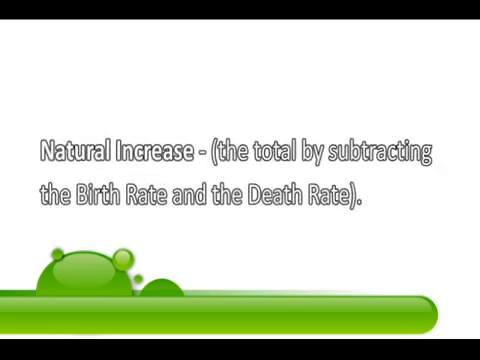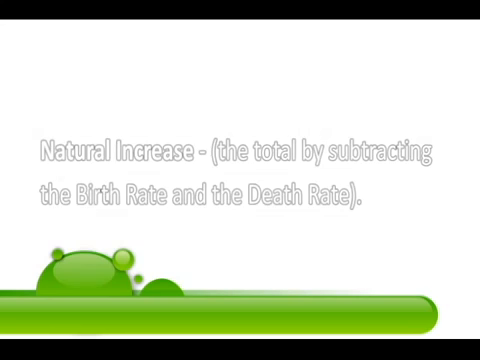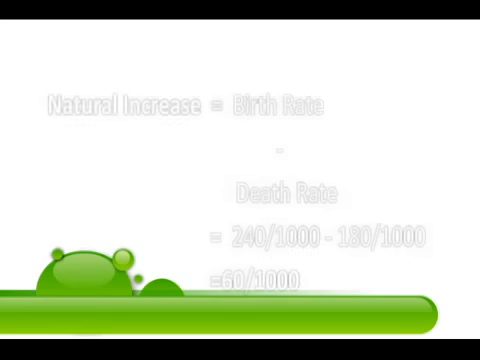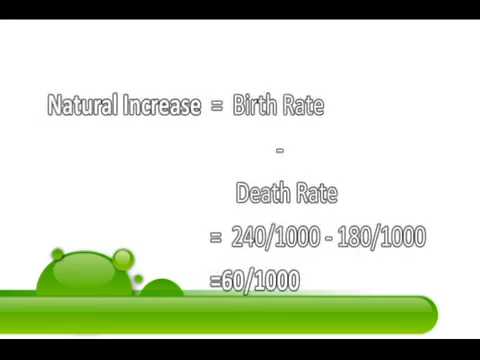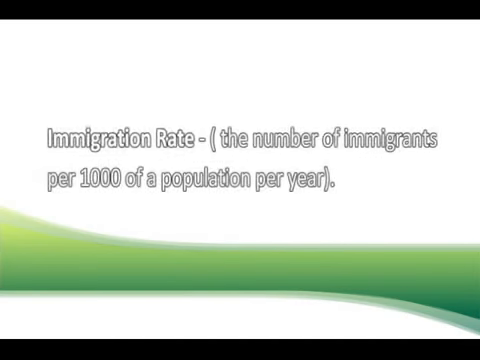With these two calculations, we will be able to calculate the natural increase, which is the total obtained by subtracting the birth rate and the death rate. Natural increase equals birth rate minus death rate, which is 240 over 1,000 minus 180 over 1,000, which is 60 over 1,000. After, we calculate the immigration rate, which is the number of immigrants per 1,000 of a population per year.